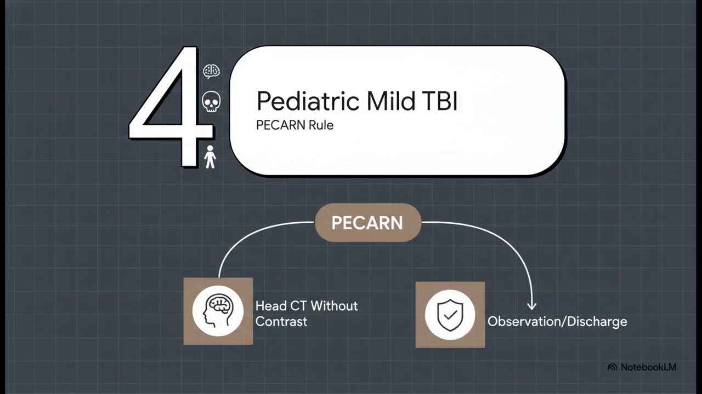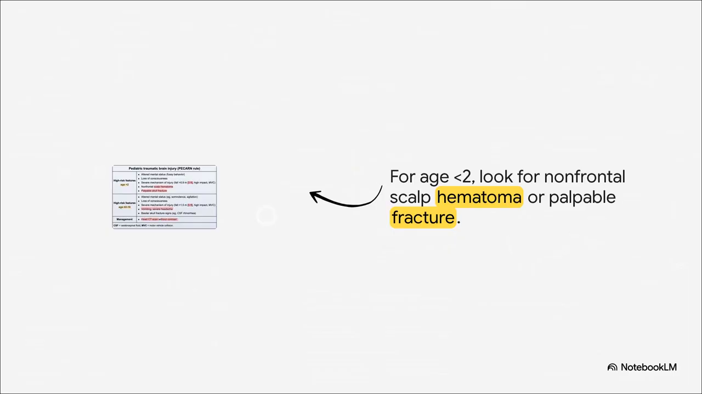Section 4, pediatric mild traumatic brain injury. Let's shift to the kids. Let's look at the under 2 age group first. Mild TBI generally might just be a brief loss of consciousness, a headache, or a little vomiting. But for these infants and toddlers, you are specifically hunting for altered mental status, like severe fussiness, loss of consciousness, or a severe mechanism of injury.